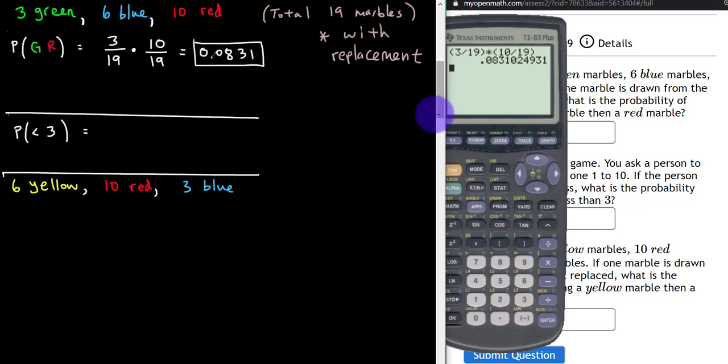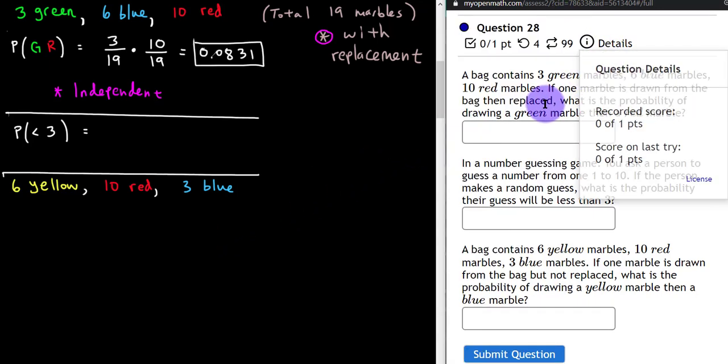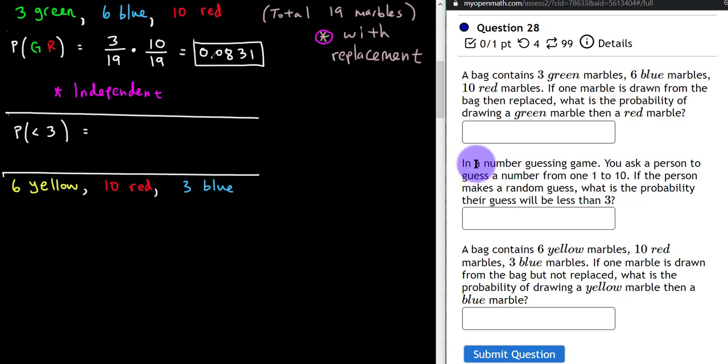So a note to make here is that because the sampling was done with replacement, these 2 marbles were independent, because the selection of one did not influence the probability of the next one. That's going to change in a next example. Okay, let's look at the second part.